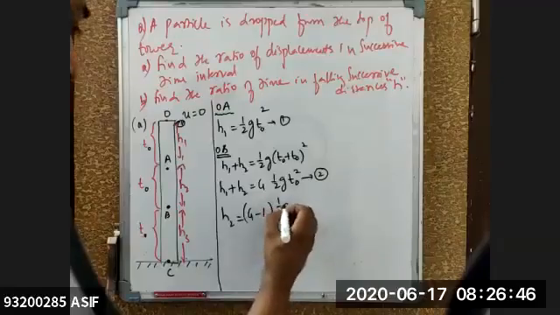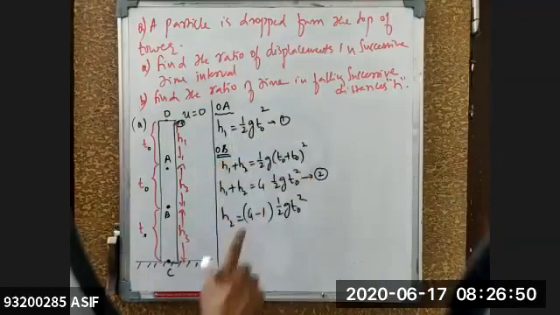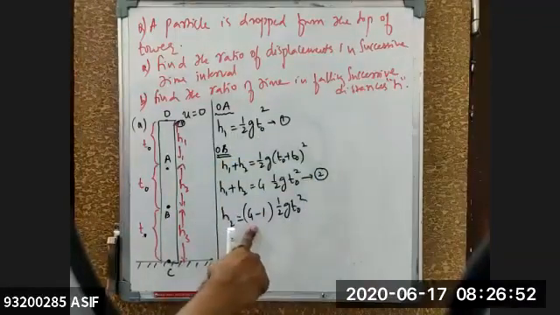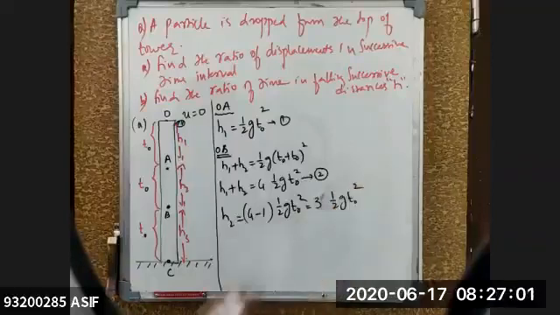H2 is 3 by 2 G, equals 4 times 3 by 2 minus G, 1 into half into G into T naught square, because the H1 value is half into G into T naught square. If I take that, it becomes 4 minus 1. So this is becoming 3 times half into G into T naught square.